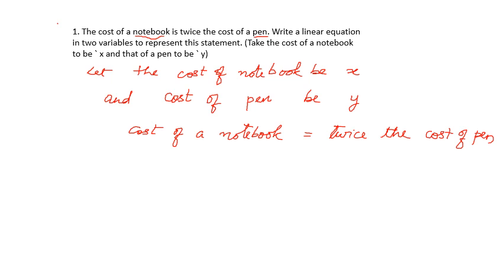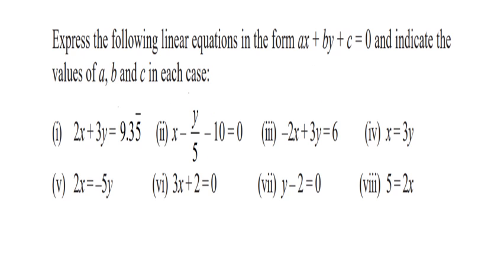So what is the cost of notebook? Cost of notebook we took as x. That is equal to, twice means two times, 2 into the cost of pen. Cost of pen is y. So we have got the equation. You can take it as x minus 2y. 2y we are taking to the other side of the equation, so the sign will change. x minus 2y is equal to 0. This is the required equation. Now let us move to the next question.